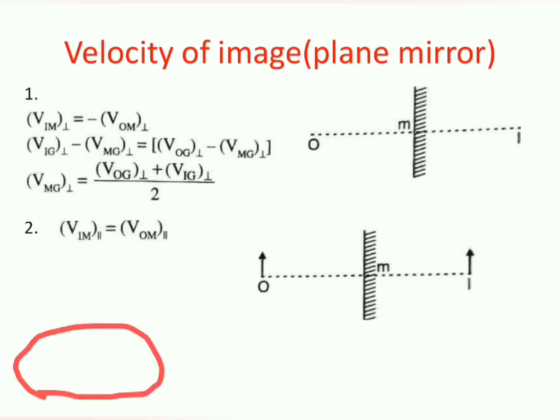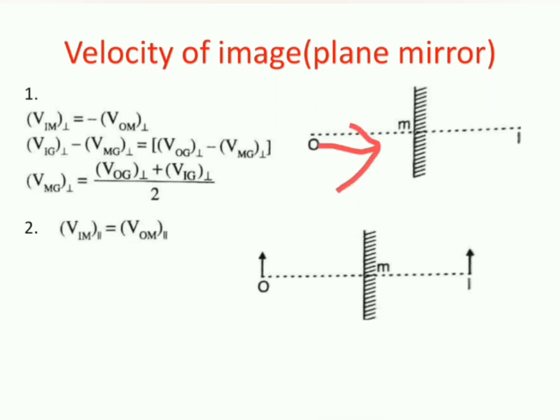To understand this, look at this case. If suppose there is an object O in front of a plane mirror and it moves perpendicular to the mirror, close to the mirror, then we know the image will also move close to the mirror. So if the object is moving in the plus i cap direction, the image is moving in the minus i cap direction with the same speed. That is what the point is going to tell you. The first point says the velocity of the image with respect to the mirror, perpendicular to it, should be equal to minus of the velocity of the object with respect to the mirror, again perpendicular to the mirror.